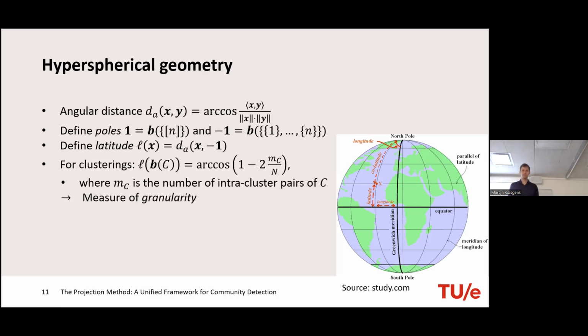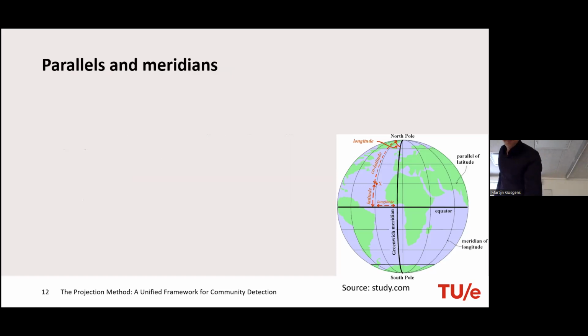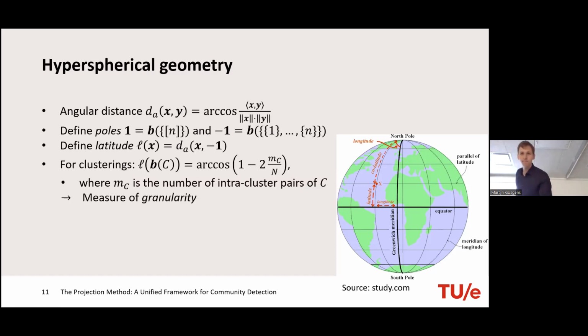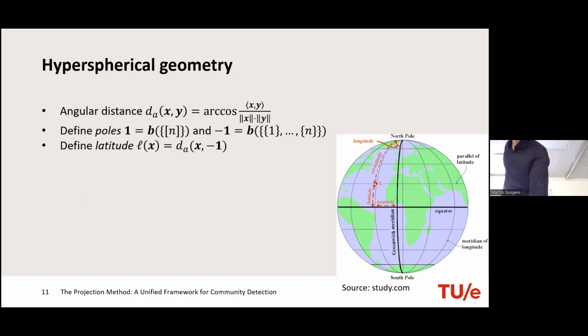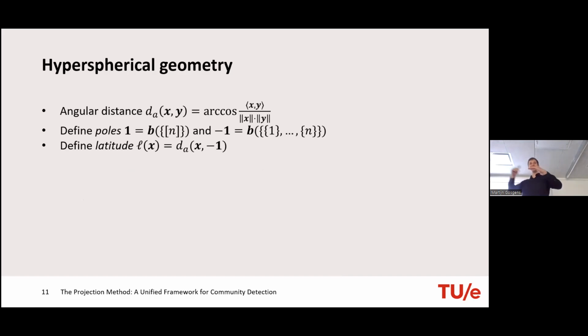When you have a clustering consisting of a lot of small sets, then it will have a low latitude as it's close to this -1 pole. And if you have a clustering consisting of a few very large sets, then you have a large latitude because it's closer to this 1 pole. But most of the partitions are in the south. Yes, indeed, almost all of them are in the southern hemisphere.